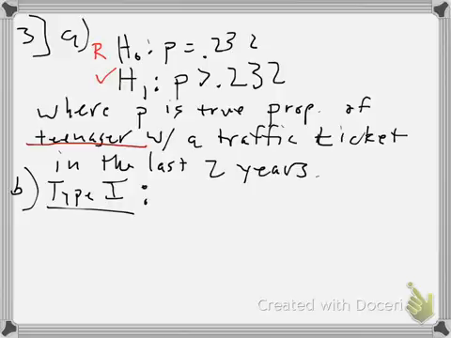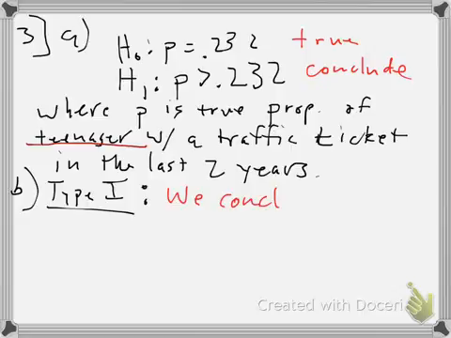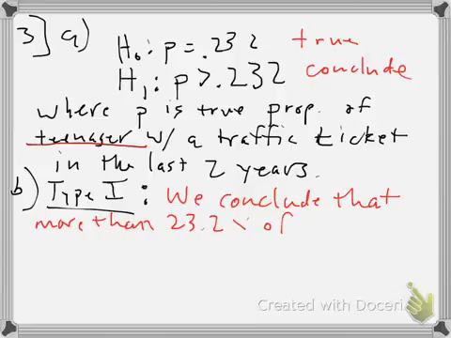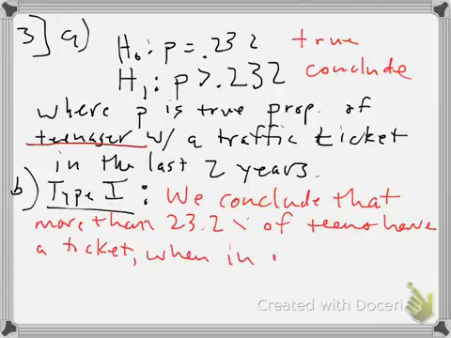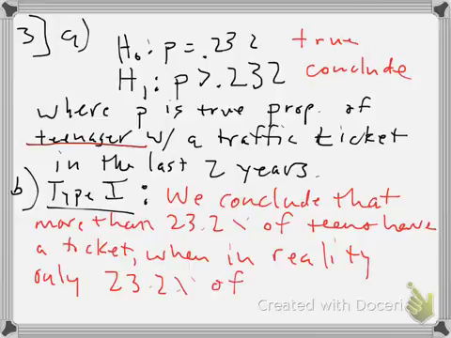Let me put it this way. Let me erase all these marks here. So this was true in reality, but we conclude this. So this is where we conclude, type 1 error would be we conclude that more than 23.2% of teens get a ticket. When in reality, and I'm usually looking for those words, the words conclude and reality, when in reality, only 23.2 or thereabout of teens have had tickets.